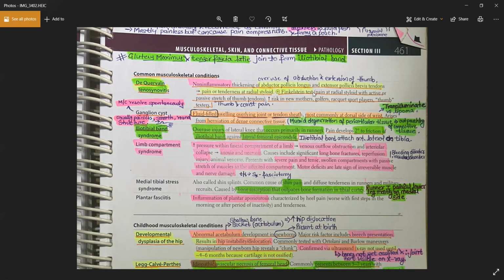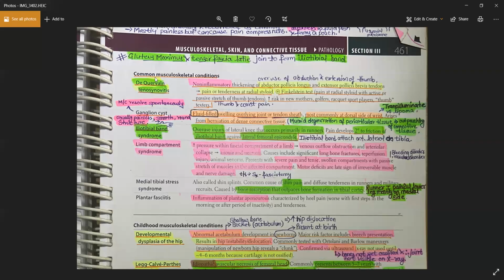So if the question describes a patient who is having pain on movement of the thumb on the lateral side of the wrist, that means they're talking about De Quervain tenosynovitis. It is because of the overuse of the thumb, and it is a non-inflammatory condition. Do remember that. So for thumb and wrist pain, you will think about De Quervain tenosynovitis.